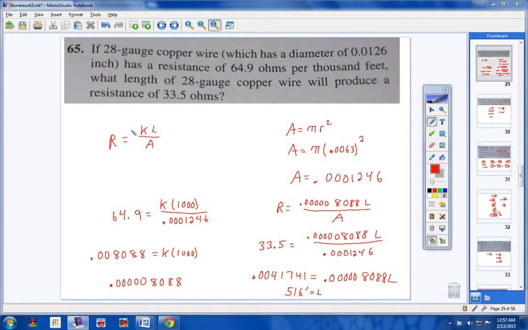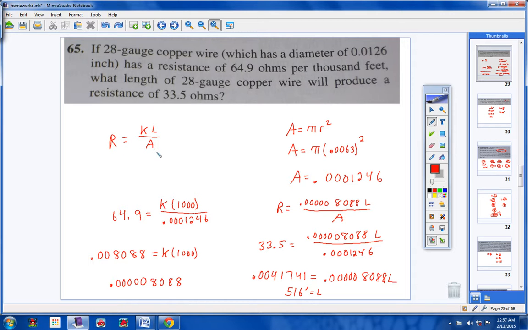If you go back to your black bold print above number 65, it says that the resistance varies directly with the length and inversely with the area of the wire. So there's the formula, or the model.